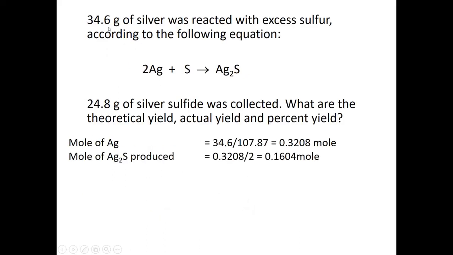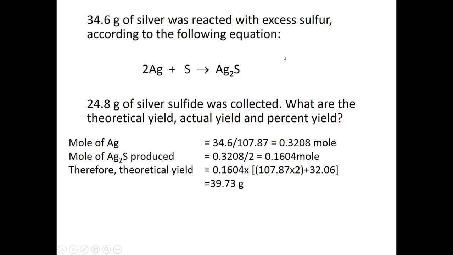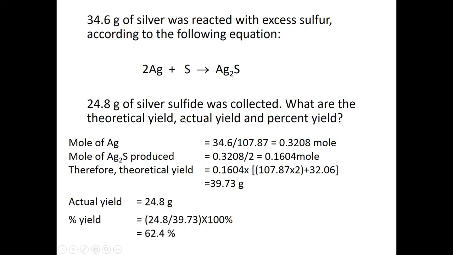Okay, here 34.6 gram of silver was reacted with excess sulfur according to the following reaction. So 24.8 gram of silver sulfide was collected here. What are the theoretical yield, actual yield and percentage yield? What is the mole of silver equal to? Mass over molecular mass. What is the mass for silver? Here 34.6 divided by 107.87, which is referring to molecular mass of silver. Then you get 0.320 mole.